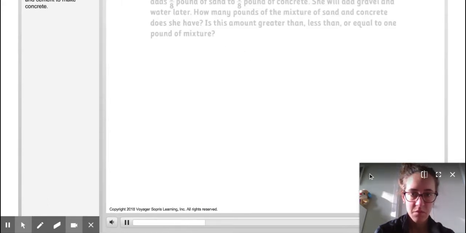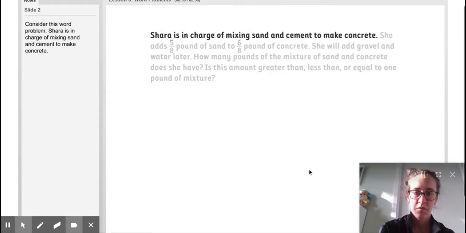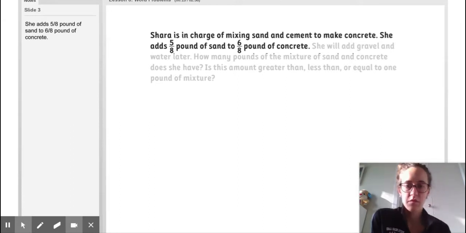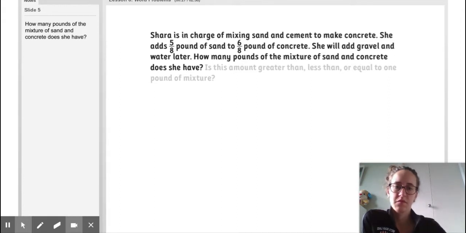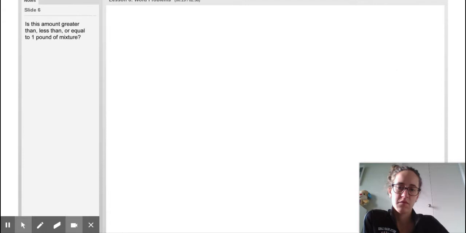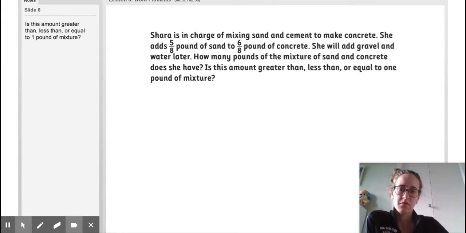Consider this word problem. Shara is in charge of mixing sand and cement to make concrete. She adds 5/8 pound of sand to 6/8 pound of concrete. She will add gravel and water later. How many pounds of the mixture of sand and concrete does she have? Is this amount greater than, less than, or equal to 1 pound of mixture?